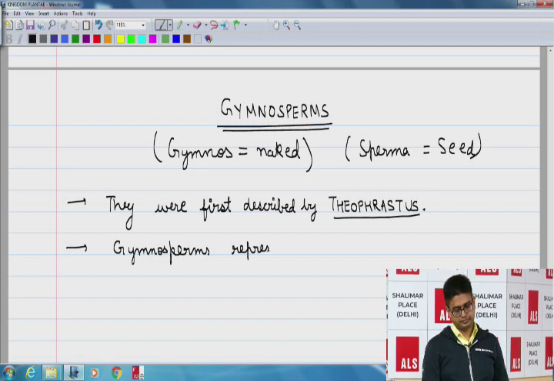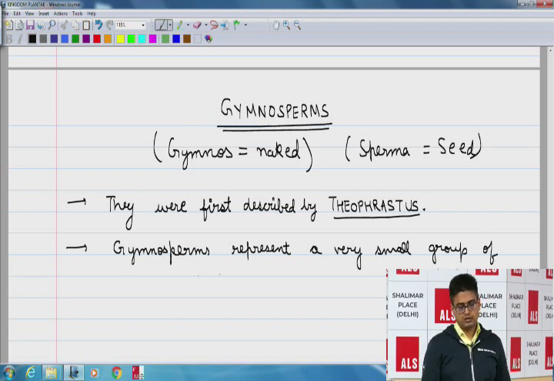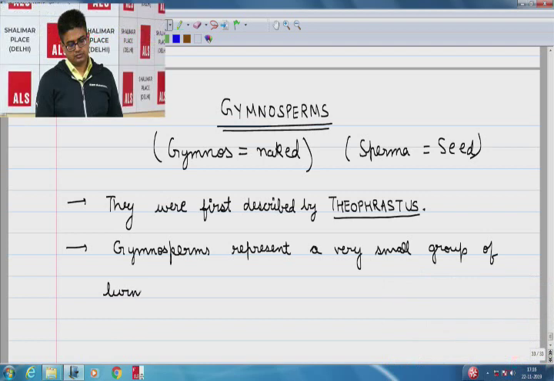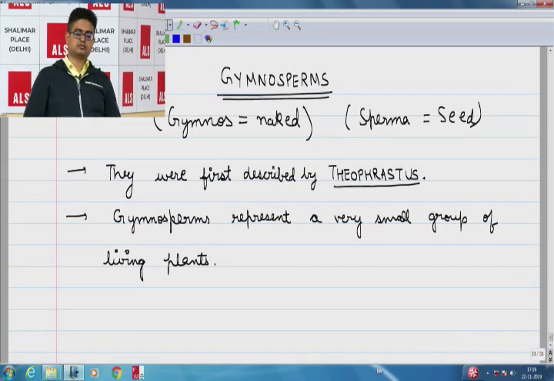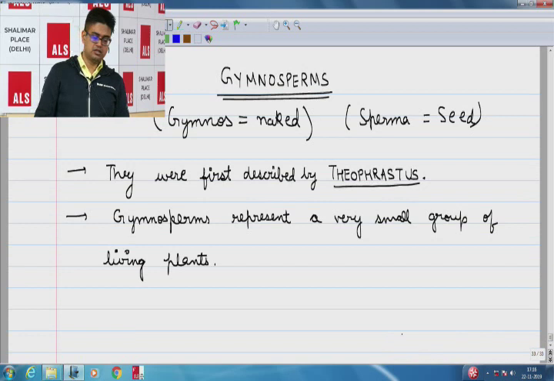Gymnosperms represent a very small group of living plants. Many species have become extinct, and some are called living fossils also. So let us understand their habit and their habitat.